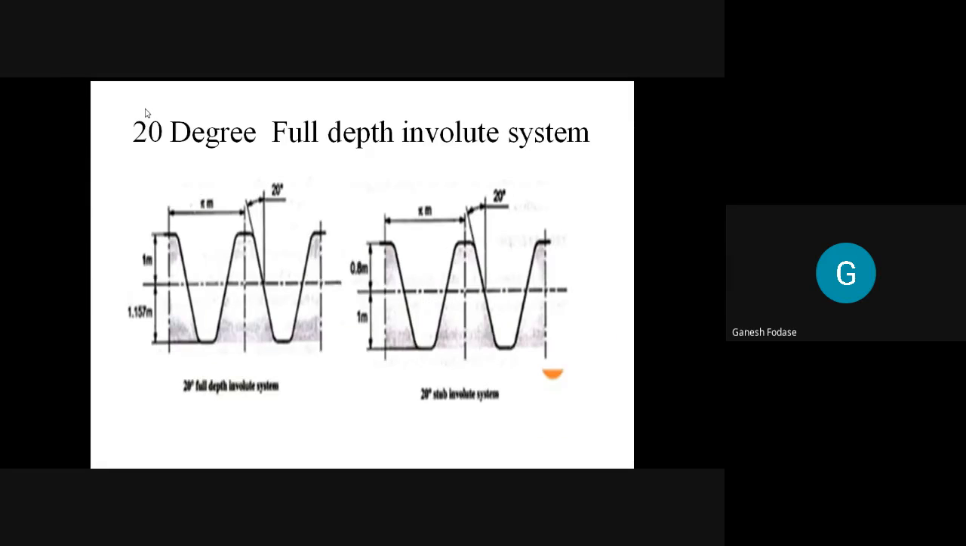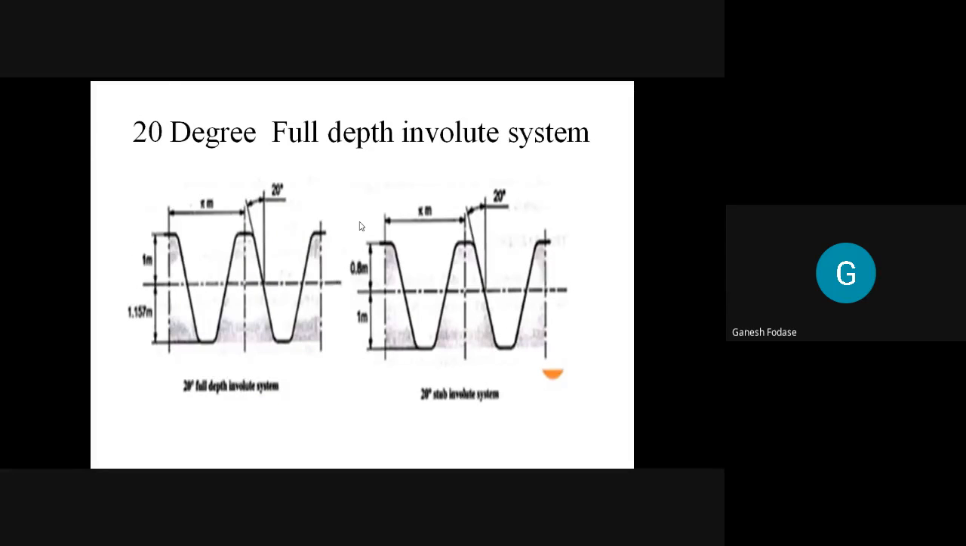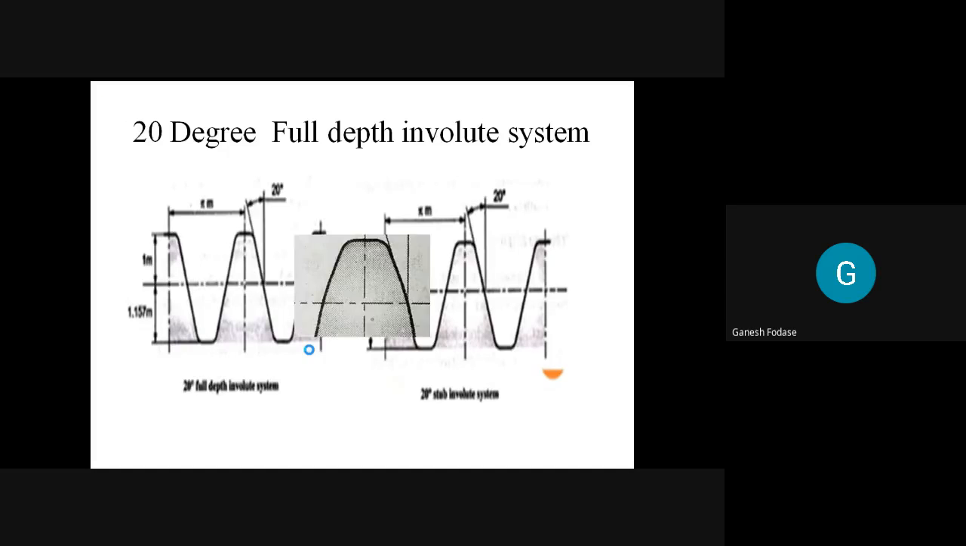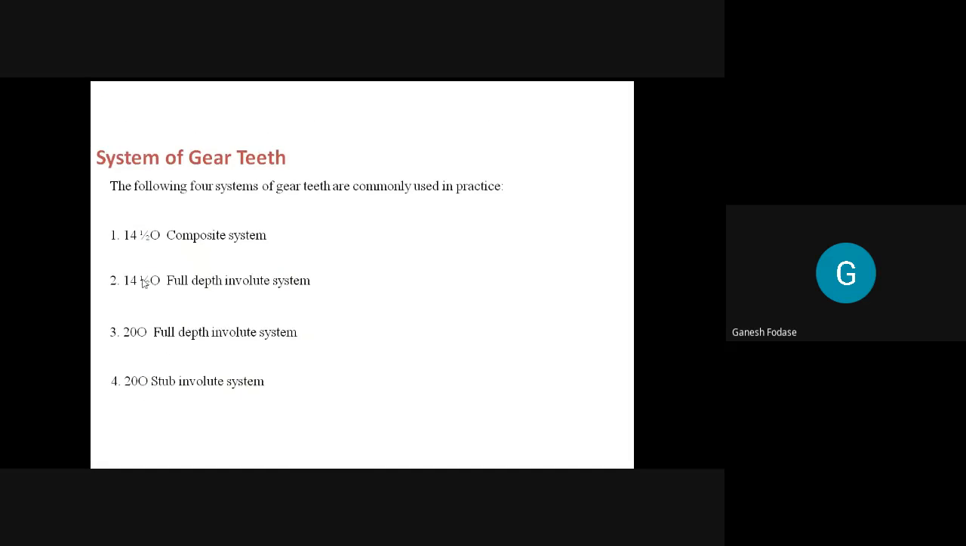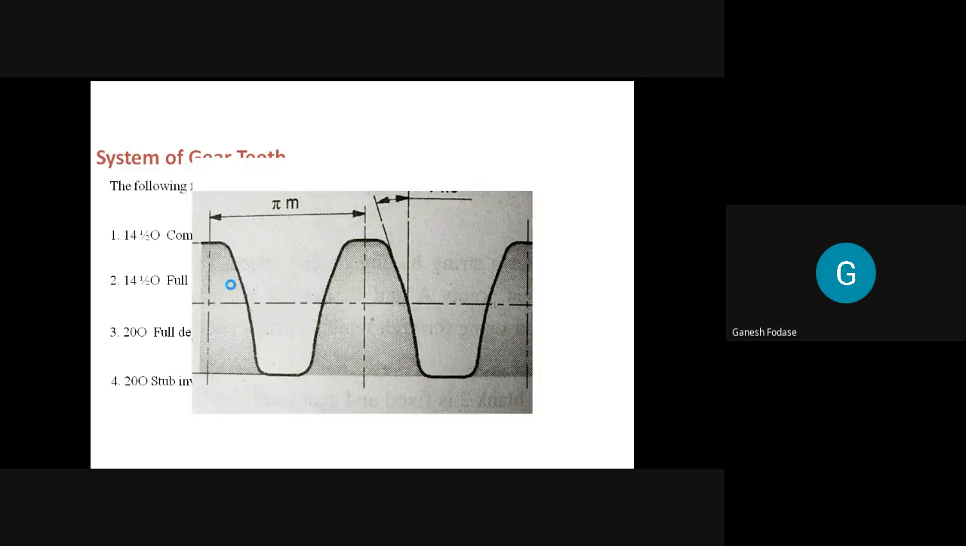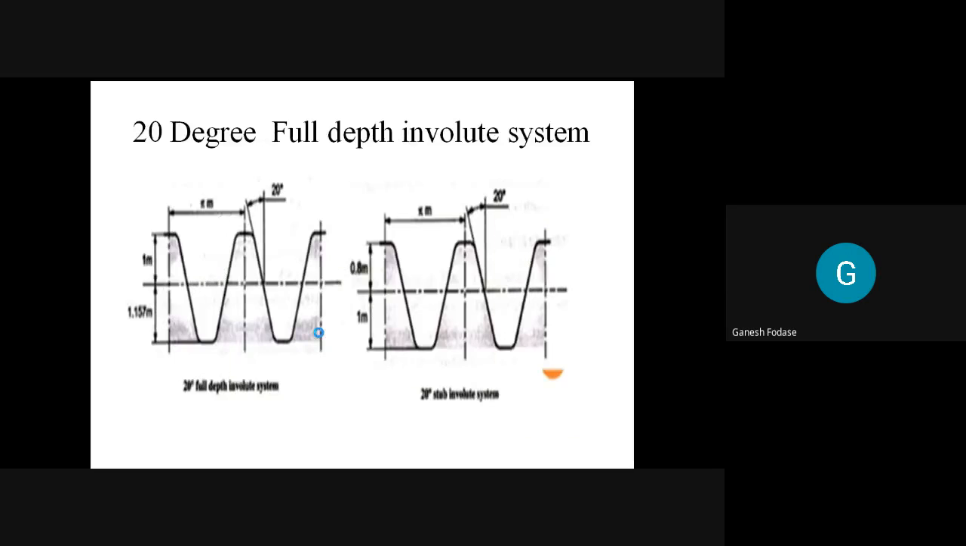Next one is a 20 degree full depth system. Actually two systems are shown here: 20 degree full depth and 20 degree stub involute. In 14.5 degree, there is composite and 14.5 degree full depth. The difference is that in 14.5 degree full depth, instead of this combined profile, it is a complete straight line profile like this, full depth involute.